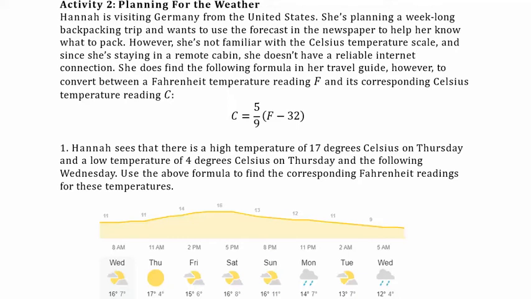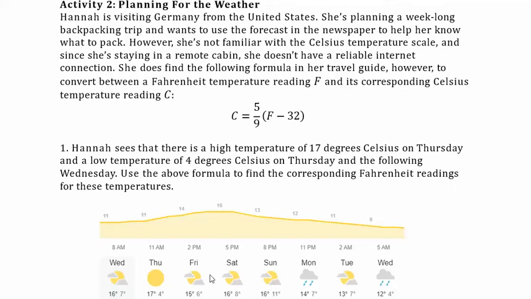And that formula is C equals 5/9 times the quantity F minus 32. Hannah sees that there's a high temperature of 17 degrees Celsius on Thursday and a low temperature of 4 degrees Celsius on Thursday, and the following Wednesday. Use the above formula to find the corresponding Fahrenheit readings for these temperatures.